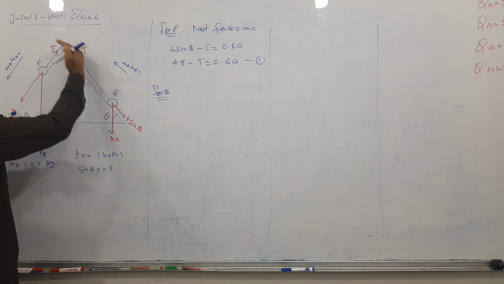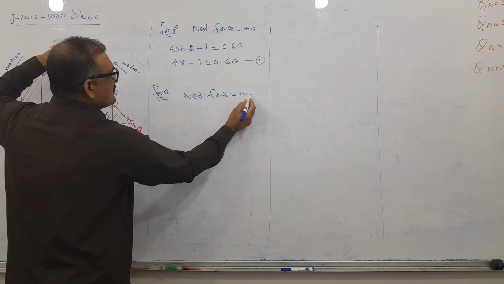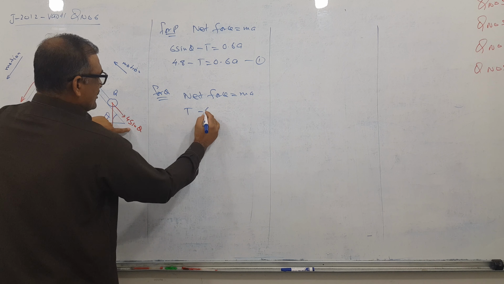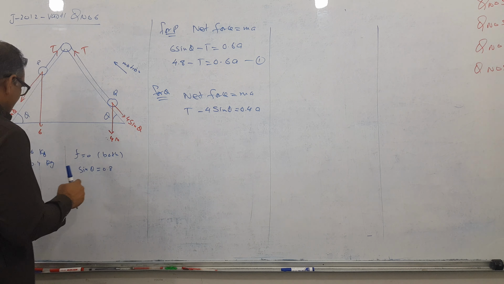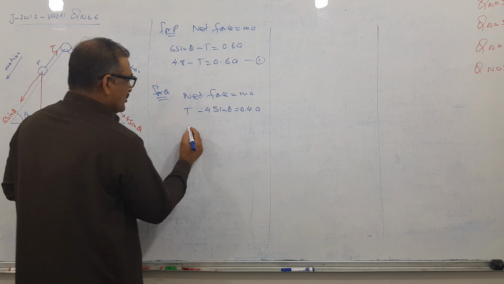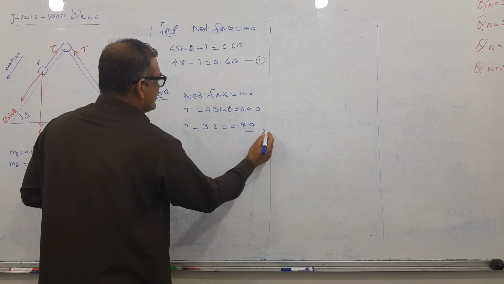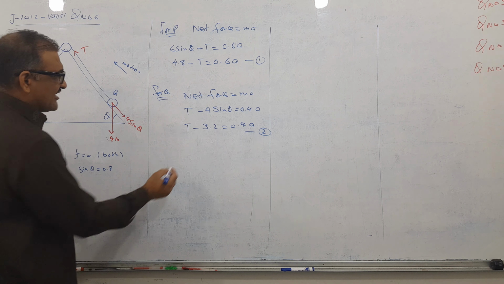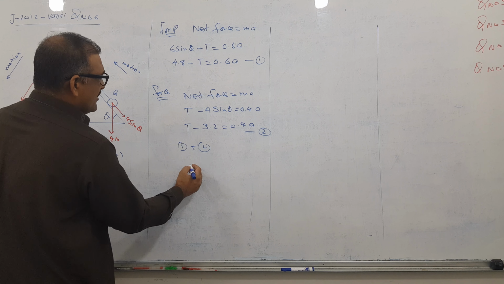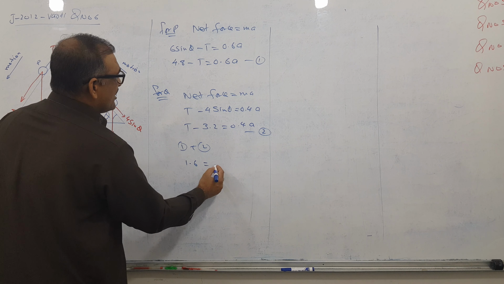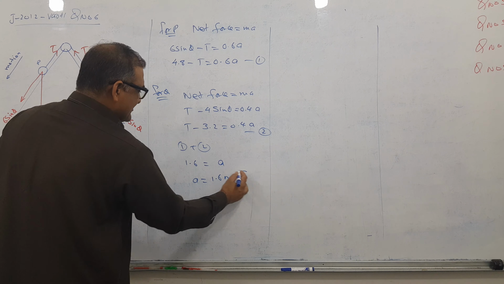So Q, it is going upward. So this is bigger. So net force equal to MA. So tension minus weight component is equal to MA. So sine theta again 0.8 here. So 3.2 equal to 0.4A. Equation 2 ready. If I just add them, tension will cancel. So 1 plus 2 add. When I add, so this minus this, we got a 1.6. And here becomes A. So A becomes 1.6 meter per second square.